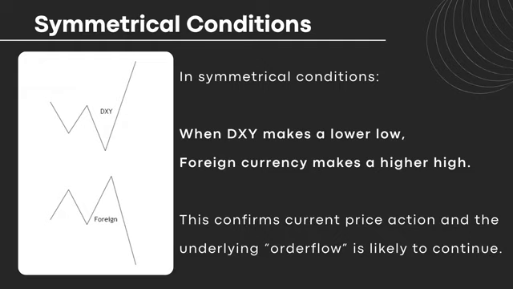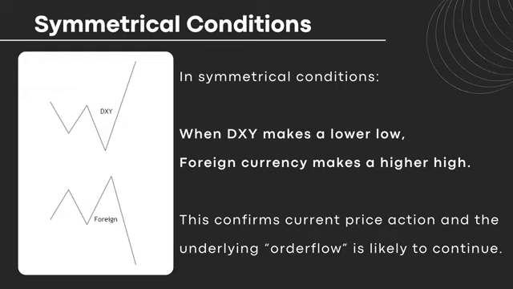So basically, when the DXY or the dollar makes a lower low in its structure, and at the same time, a foreign currency such as the euro dollar or GBP USD makes a higher high, this means that the market is in a symmetrical condition. Let me explain. We know that when DXY makes a low, at the same time, a foreign currency such as euro dollar or EU, right? Just for the sake of this explanation, I'm going to take EU as the foreign currency, right?